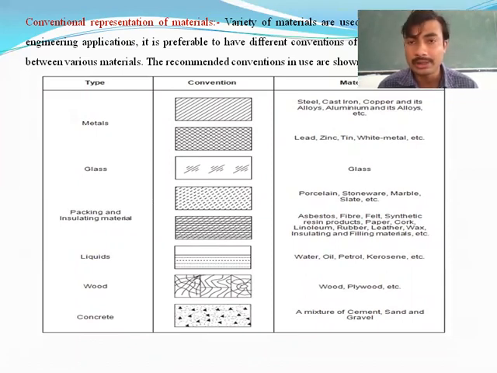When the type is metal, the convention is a rectangle box with the hatching lines. When is it to be used? Suppose the object or the component is made up of steel, I mean the material is steel, or cast iron, copper and its alloys, aluminum and its alloys, etc. Whenever the material is made up of any one of these compositions, at that moment you have to use the first convention. The next one is this one, my dear students.